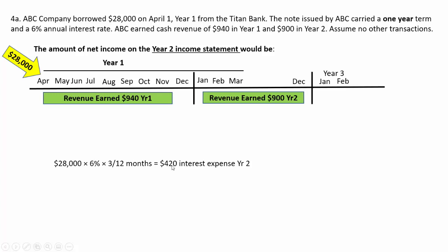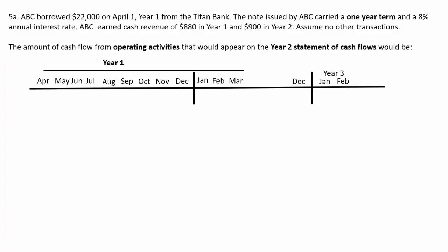That $420 interest expense and the revenue will be combined to get net income because there were no other transactions other than these 2 revenues and this interest expense. So the revenue in year 2 is $900. The interest expense in year 2 is $420, and the net income, which is what we're looking for, would be $480 in year 2. The next question.